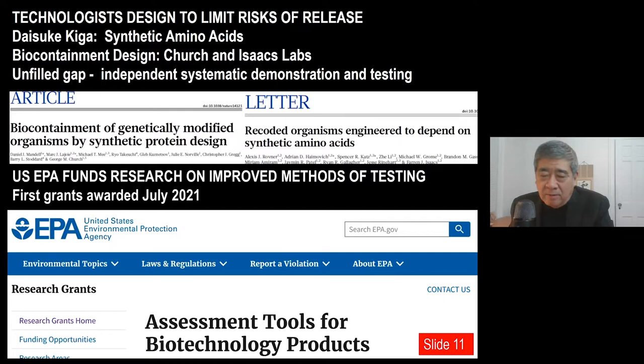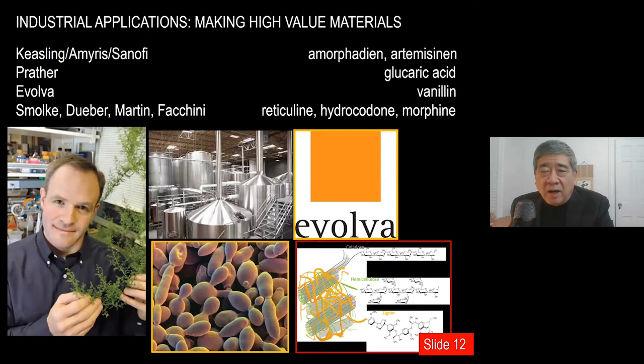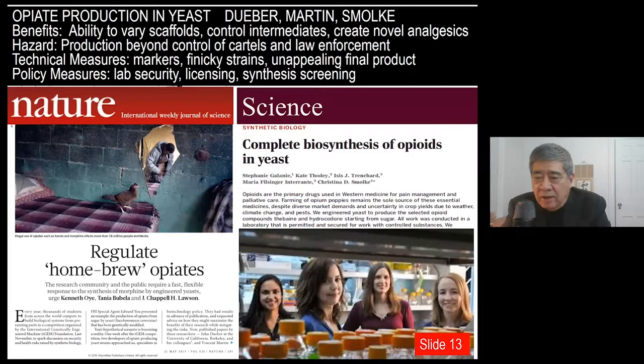Industrial applications, making high-value materials. So you can be talking about making drugs. You could be talking about making even scents and flavors, vanillin. And the example I want to talk about is one that I was involved in, where I was contacted by a biological engineer early on, and he said, "Ken, I'm working on going from sugar, glucose, to morphine, brewing it using yeast and modifying the pathways in yeast. Do you think there might be risk and policy implications?"